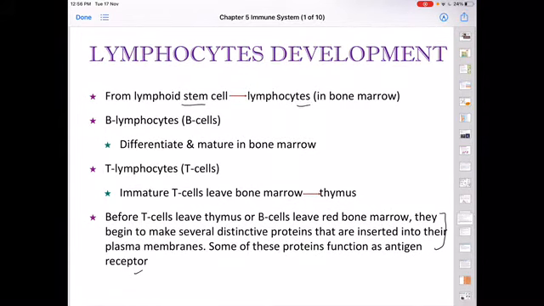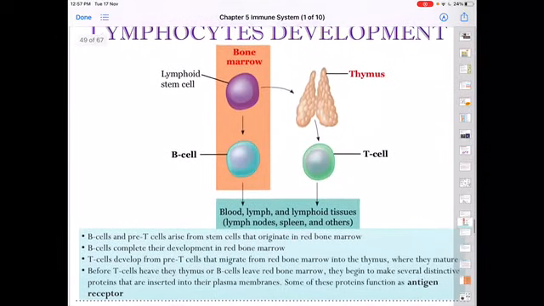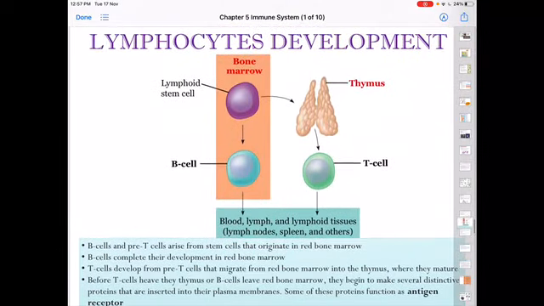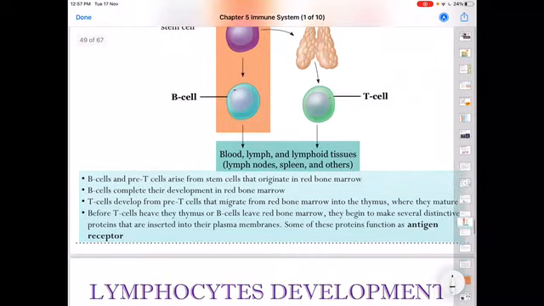Okay, so this is the summary on the origin of the B cell and T cell. They start from lymphoid stem cell, and then they form the lymphocyte in bone marrow, and then the lymphocyte consists of B cell and T cell. So this one you can read from your slide. This is again the same explanation on the lymphoid stem cell generating into B cell and T cell. We can find this B cell and T cell in the blood, in the lymph and the lymphoid tissues.